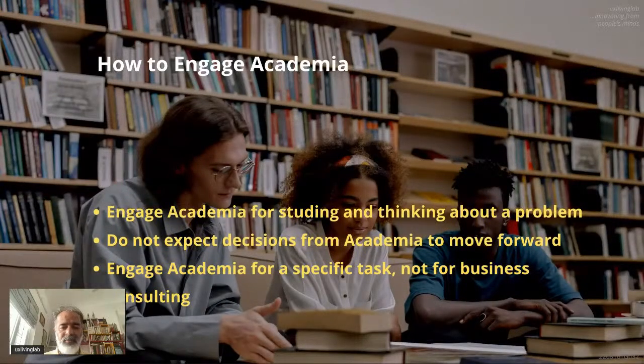So how to engage academia to your ecosystem, to your business? Engage academia for studying and thinking about a problem. That's the first thing you have to keep in mind. If you have a business problem, they can study and think about the problem. Do not expect decisions from academia to move forward. Most people will expect that academia will give the solutions or decisions on how to move forward. They can't. For that purpose, you have to go to a business consultant, not academia. Academia is only for studying and thinking. Engage academia for specific tasks, not for business consulting. These are the three important things you have to keep in mind.